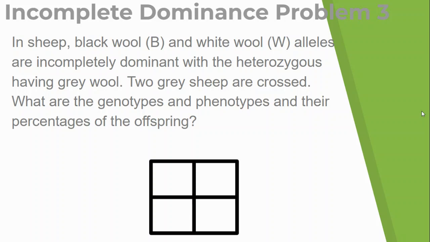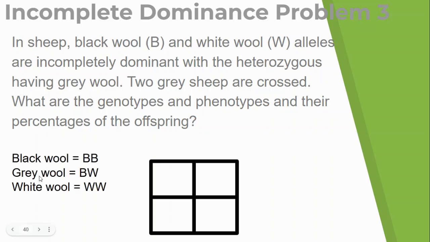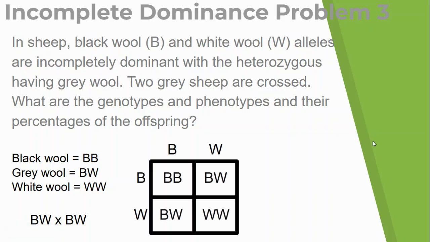Let's start by defining our genotypes. To have black wool, you'd need BB. To have white wool, you'd need WW. And heterozygous would be BW, and that would code for gray. If I have two gray sheep being crossed, that'd be BW with BW. When you plug that into your Punnett square, these are the offspring you would produce.